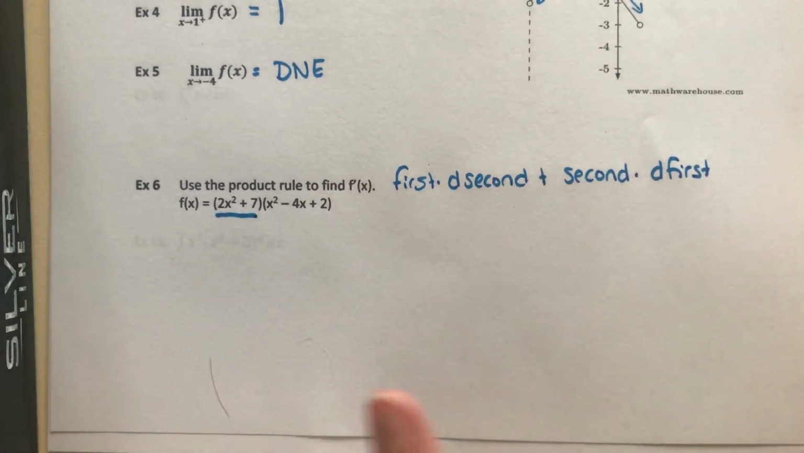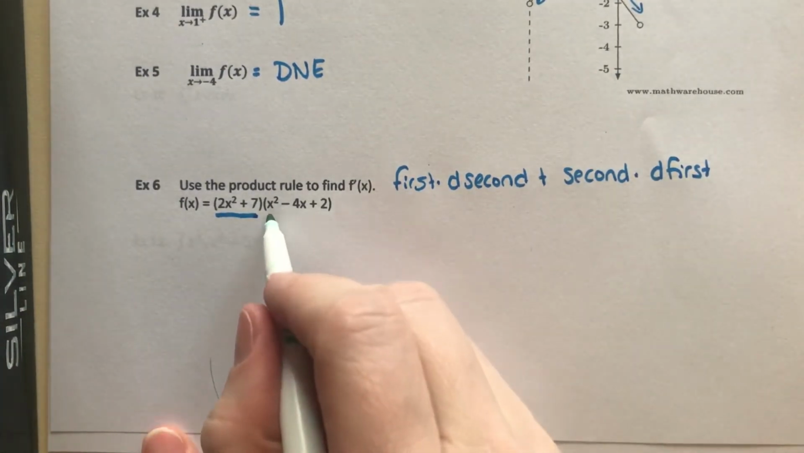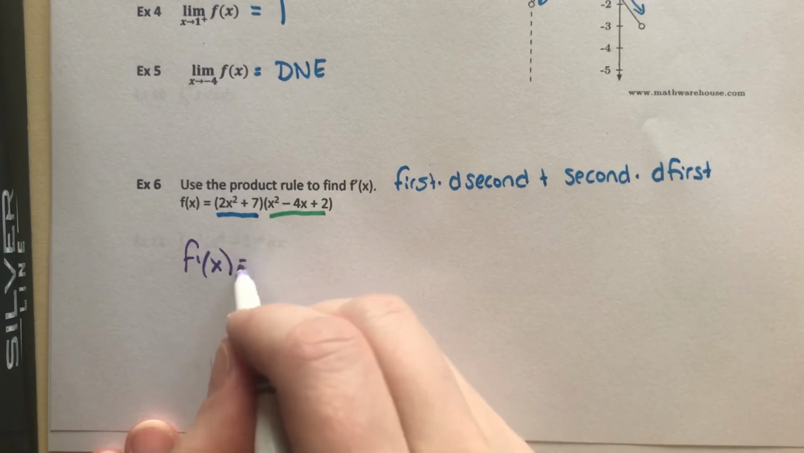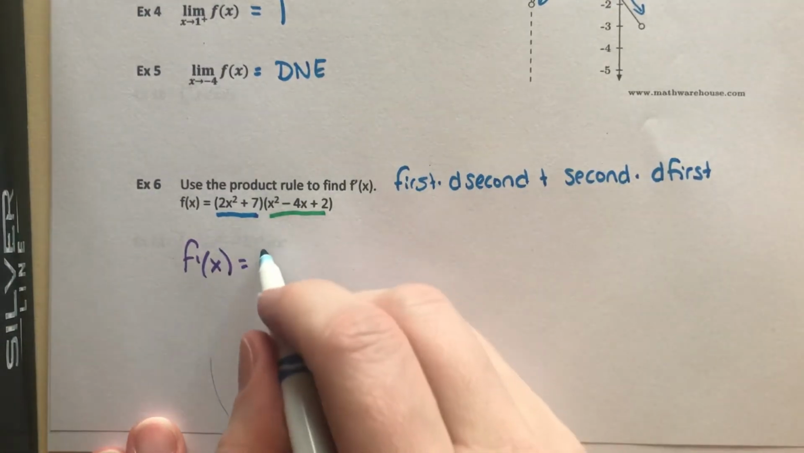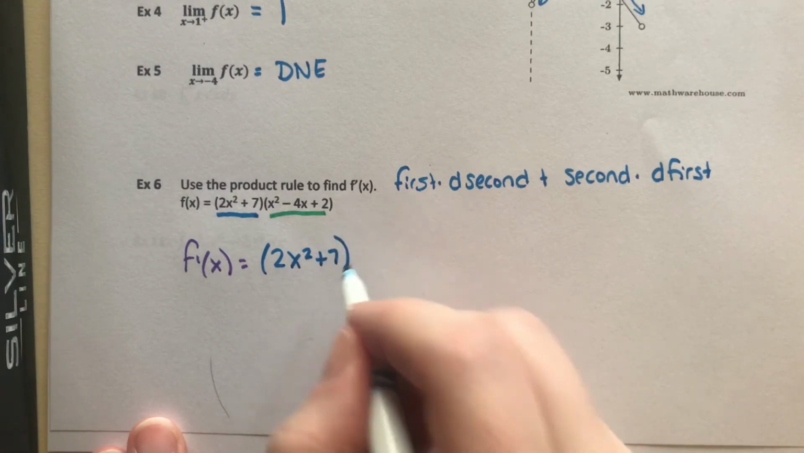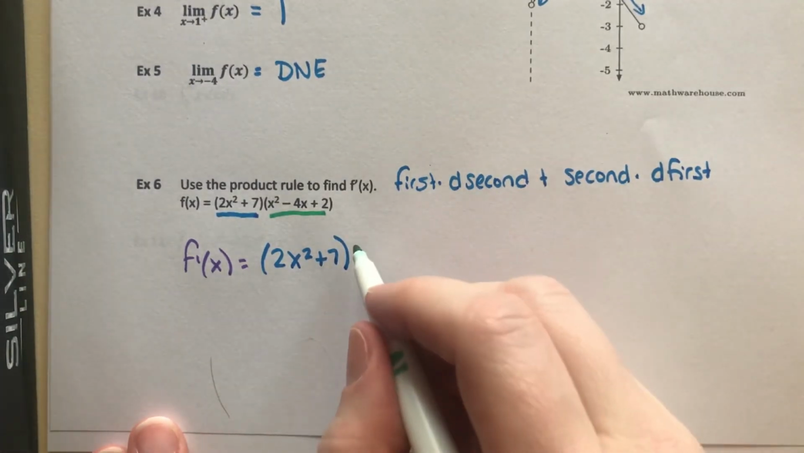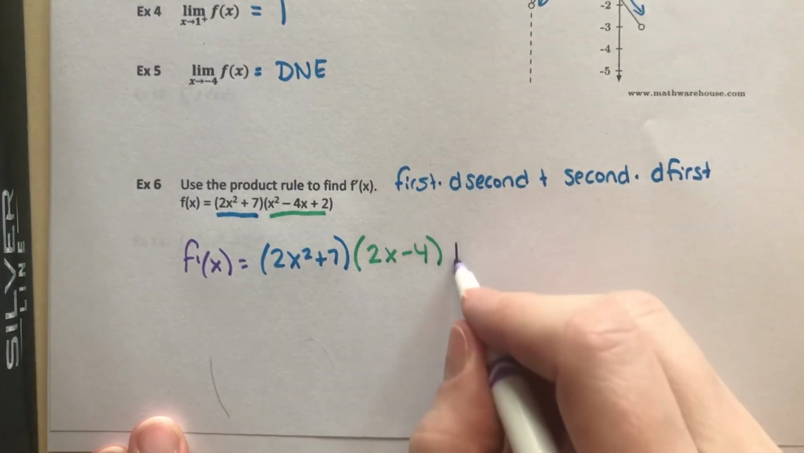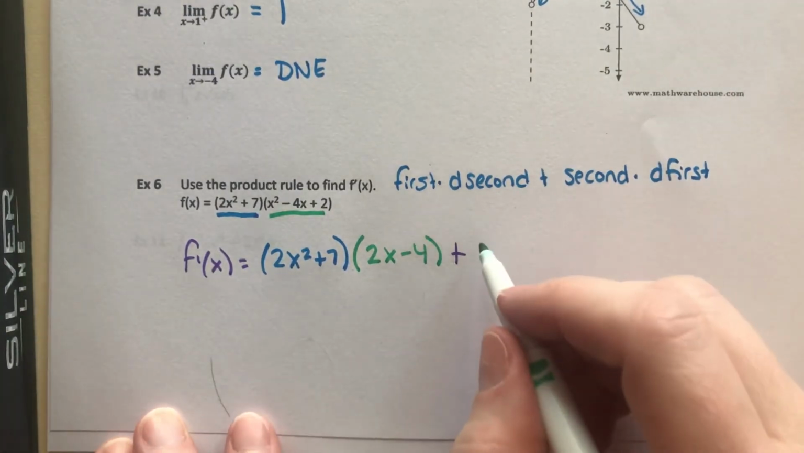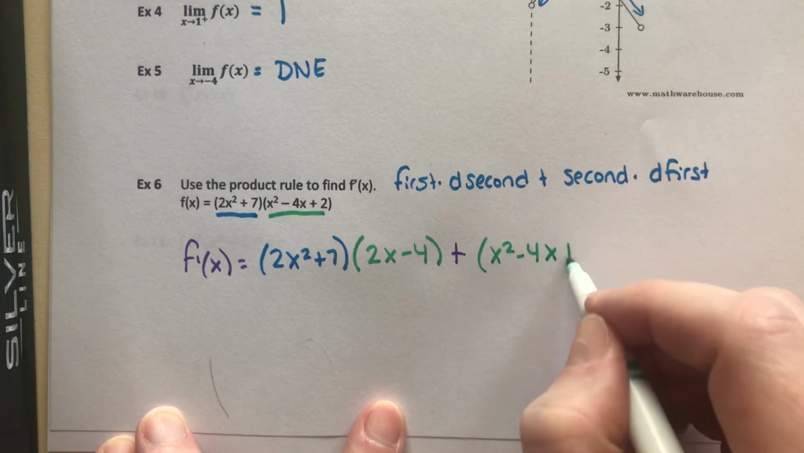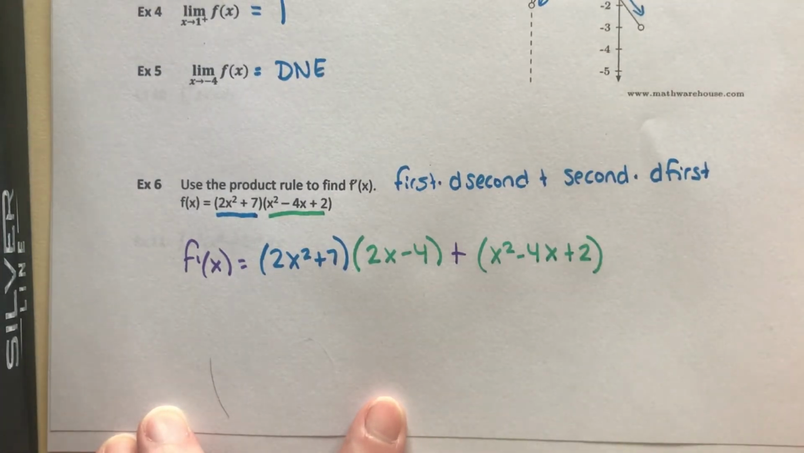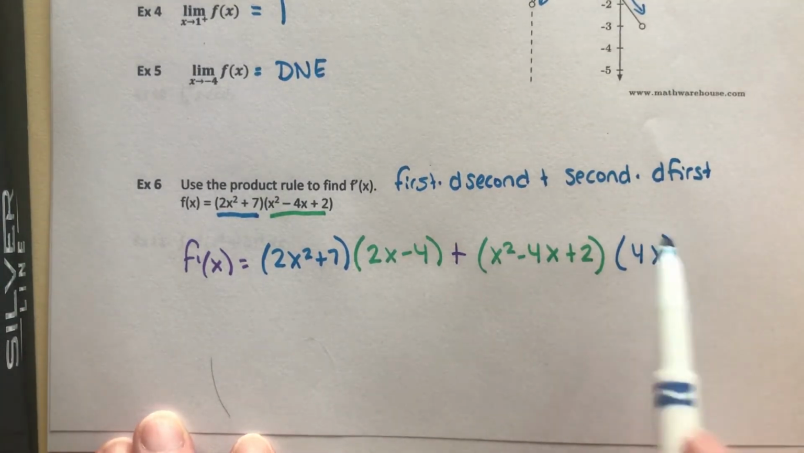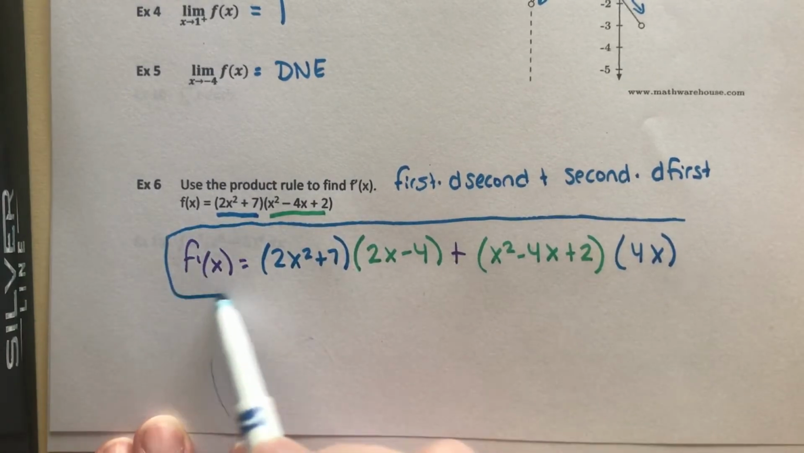Here's the first, and I'm going to use a different color here so we can color code it, and here's the second. So I'm going to start by labeling f prime of x is equal to, so I'm going to start with the first, 2x squared plus 7, times the derivative of the second. The derivative of the second is 2x minus 4, plus the second, so I'm going to rewrite the second, x squared minus 4x plus 2, times the derivative of the first, which is 4x, and that's it. Now you do not have to simplify, so you're going to want to leave your answer just like that.